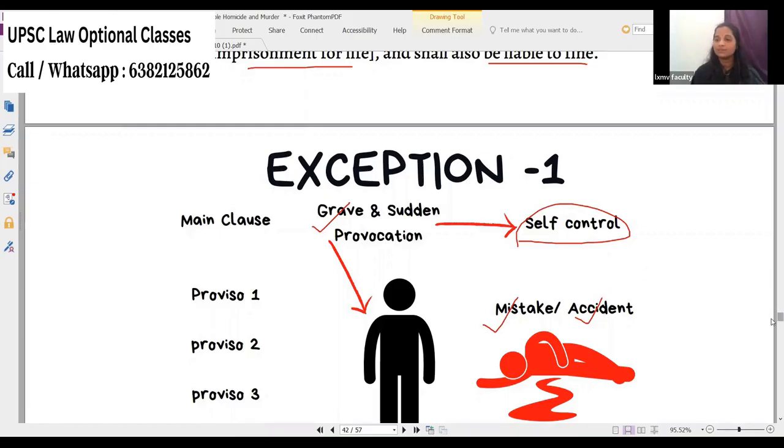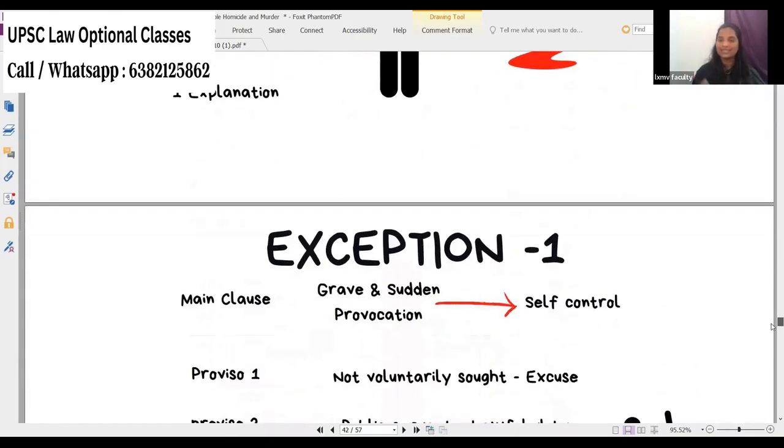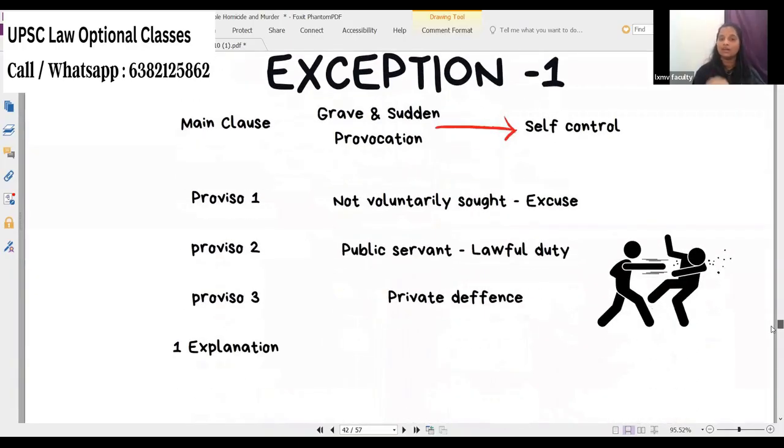What is grave and sudden provocation is very important. We'll see that. But before that, we have to know in what circumstances this exception will not be applicable. If you are voluntarily going and getting this sudden and grave provocation, then you are not excused under this exception. Very simple.